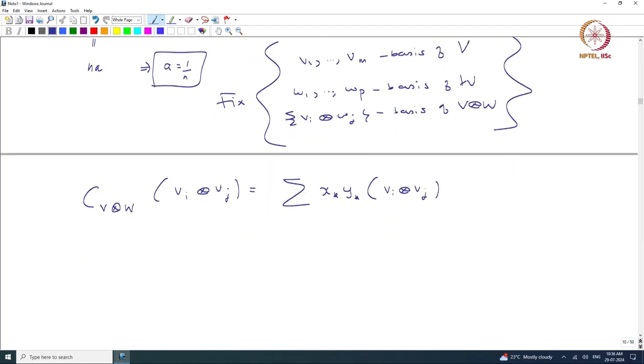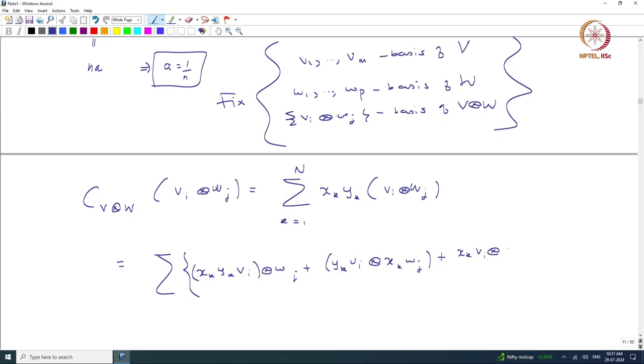Now if you do the calculation, how does C on V tensor W act on the basis element Vi tensor Wj? Because yk and xk act as derivations, if you rewrite this, this is going to be the summation of xk yk acting on Vi tensor Wj, plus yk Vi tensor xk Wj, plus xk Vi tensor yk Wj. Again, plus, so there will be four terms, Vi tensor xk yk Wj.